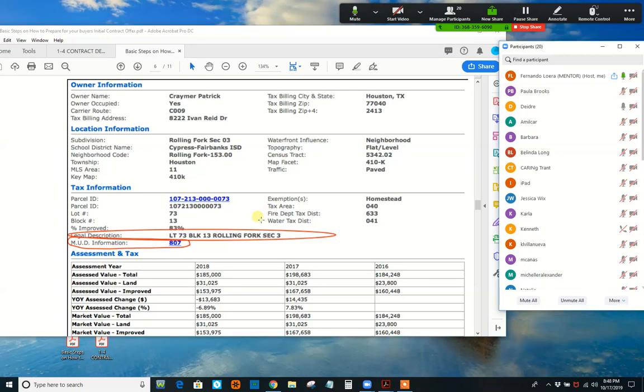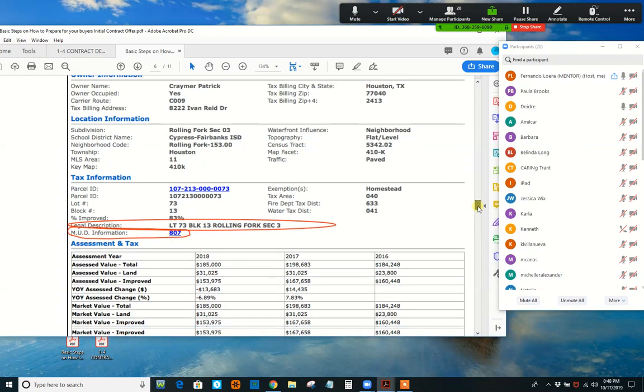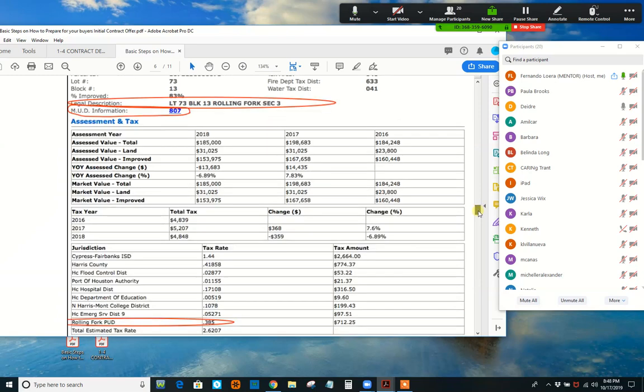The MUD information, I get this question asked a lot: Fernando, I don't know how I can find out if there's a MUD? Well, now you can see that it says right here, MUD. You can actually click on the hyperlink and it'll tell you the MUD information. So that's really helpful in this property detail report.